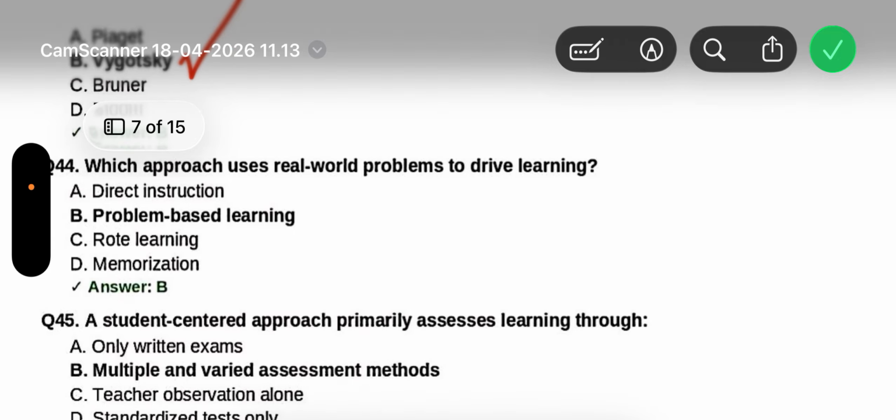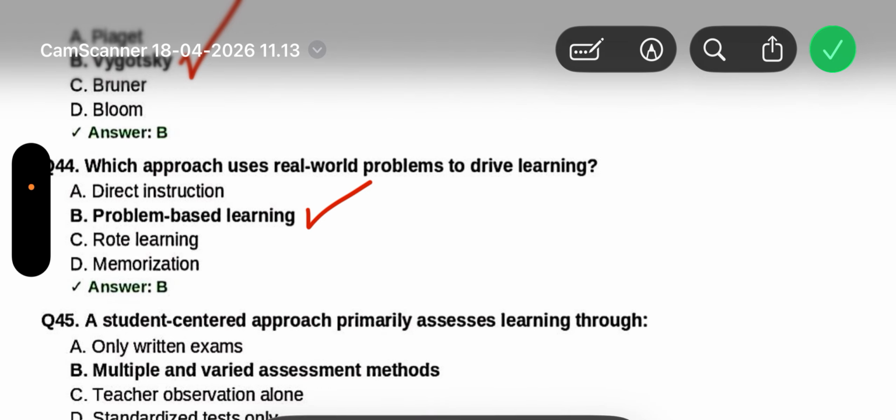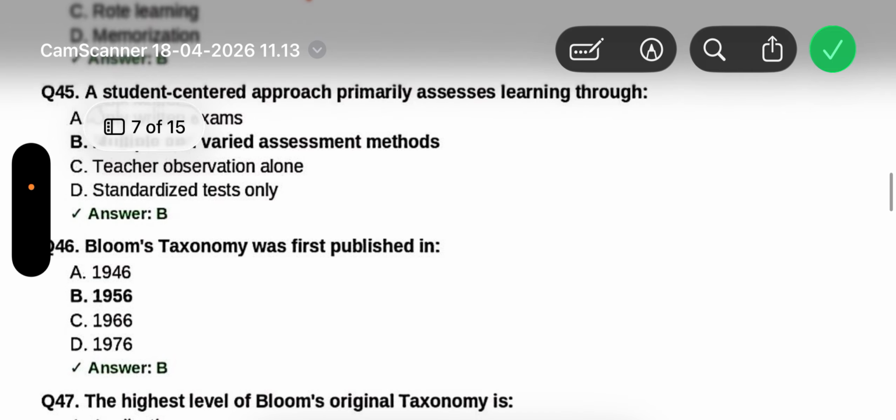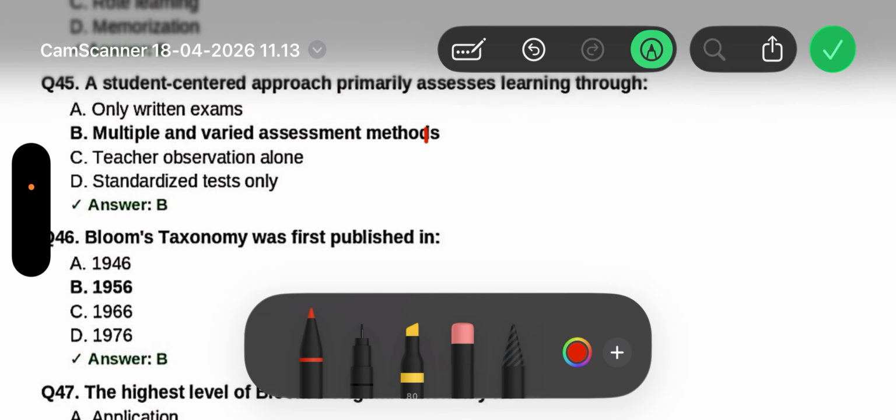Question number 44. Which approach uses real world problems to drive learning? Problem based learning approach uses real world problems to drive learning. Question number 45. A student centered approach primarily assesses learning through multiple and varied assessment methods.